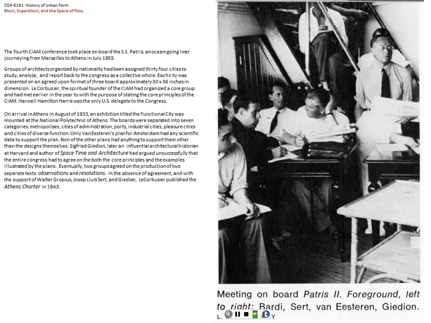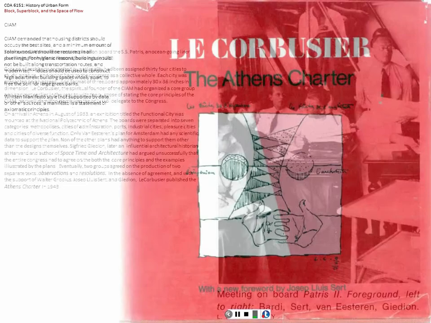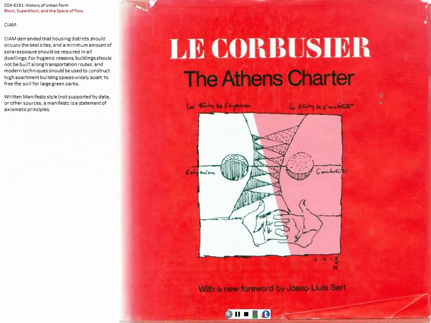Now, the Athens Charter is an interesting document because it is written manifesto style. What do I mean by a manifesto? Well, it's great because you don't have to support it with anything. You don't need any footnotes. You just kind of, you know, these principles are self-evident somehow, right? Made manifest. It's a manifesto. And so they wrote this manifesto, and it would probably become one of the most influential documents.